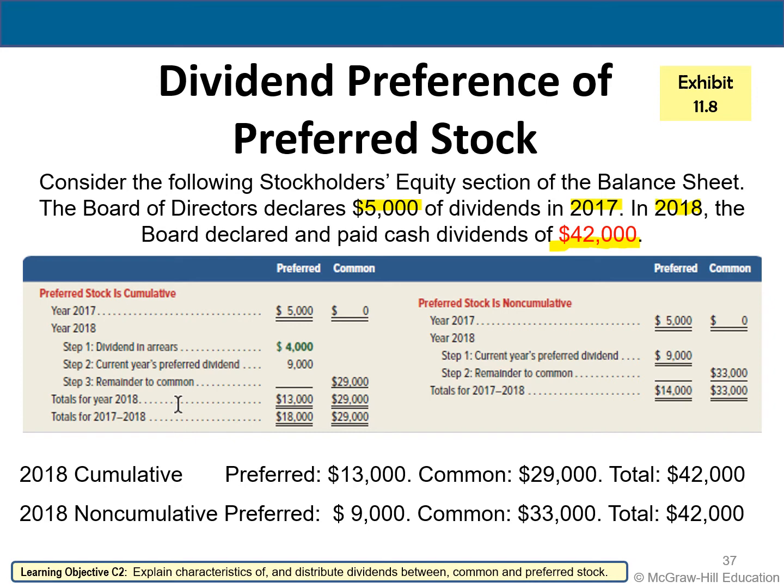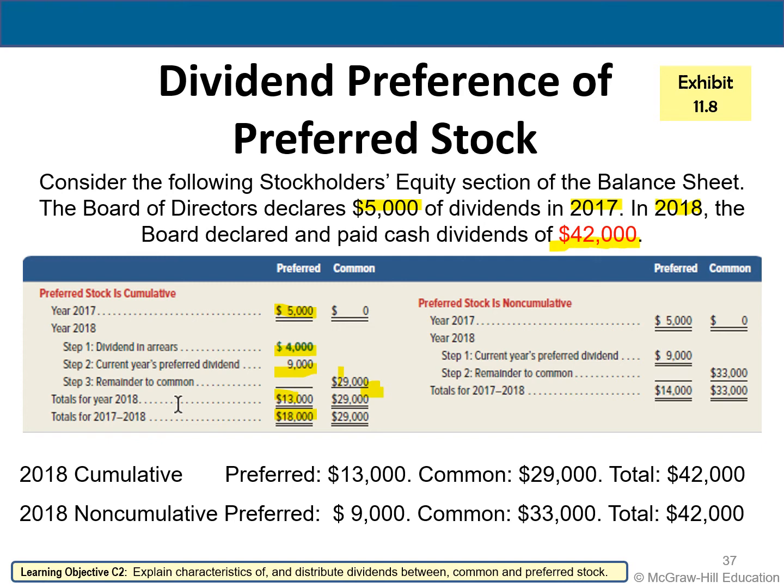If the preferred stock is cumulative and they declare a $5,000 cash dividend in 17, that's going to go to your preferred stockholders. Then in 18, they tell us they have $4,000 in arrears and that they're going to pay $9,000 to the preferred stockholders for the current year dividend. So we've got $5,000 for 17 and a total of $13,000 for 18. So of that $42,000 that they pay in 18, $18,000 of it is going to go to our preferred stockholders. The rest is going to go to our common stockholders.